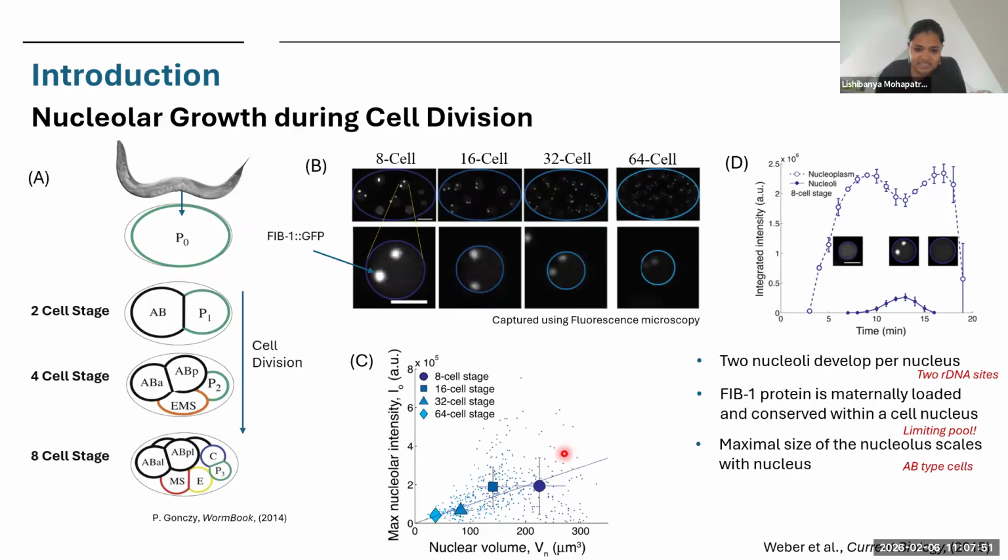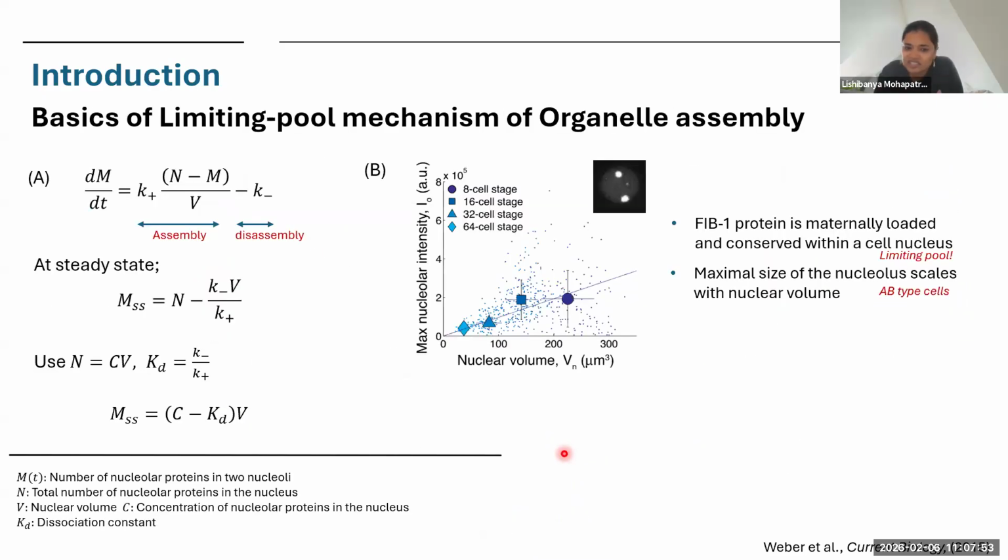And in order to understand that, let's write a quick equation. I'm going to go through the basics of the limiting pool mechanism of organelle assembly. Let's assume that I have a structure that is composed of a certain number of monomers, which can attach or detach from it. Now, the evolution of the size of that structure is going to depend on an assembly and a disassembly rate. But the assembly rate in a limiting pool mechanism is going to depend on the number of free monomers that are around. So that's this term over here.